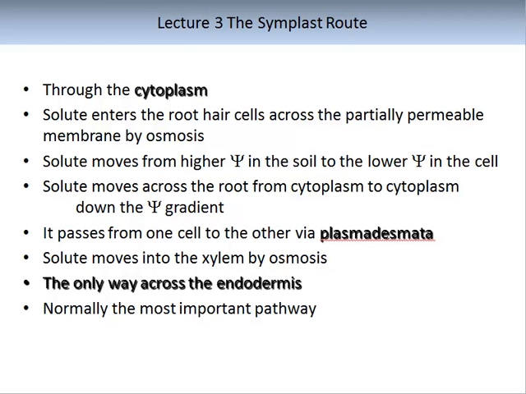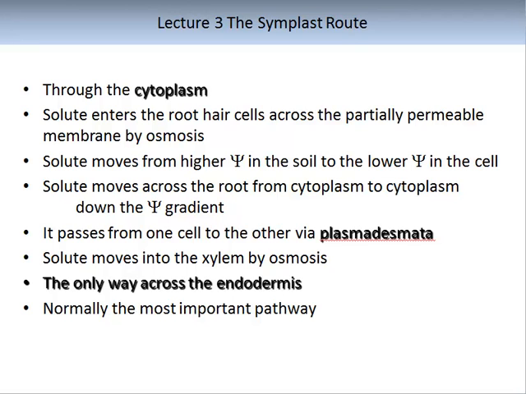The next couple of slides allow us to explore in more detail both the symplastic and the transmembrane routes. So the symplastic route goes through the cytoplasm. The solute enters the root hair cells across a partially permeable membrane by osmosis. The solute moves from a high water potential to a low water potential in the cell. Solute moves across the route from cytoplasm to cytoplasm down the potential gradient. It passes from one cell to the other via the plasmodesmata.